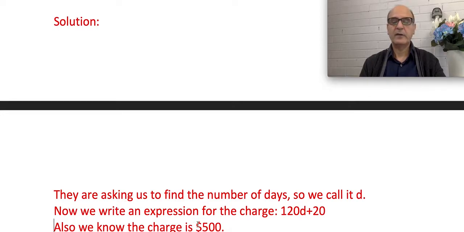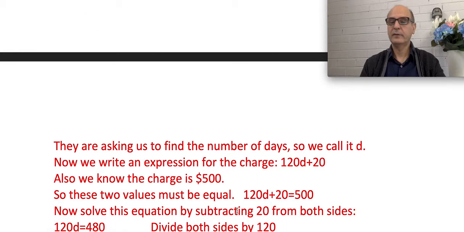Now, write an expression for the amount she's going to pay. She's going to pay $20 and she's going to pay $120 for each day. So then 120 times the number of days. So that is how much she pays because of the room. That's how much she pays because of the booking. Altogether, she pays that much. But on the other hand, we know that altogether she's paid $500. So then put these two equal. That is your equation now. 120D plus 20 is equal to 500.